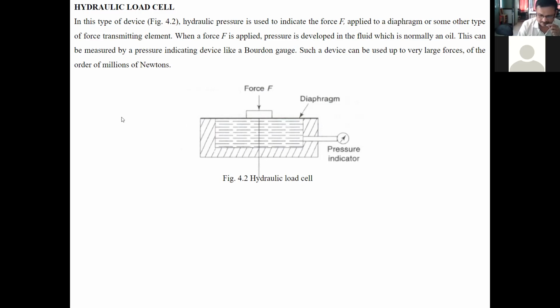When it is getting compressed, therefore pressure will increase, and that pressure is directly calibrated in terms of force F, and we get that unknown force value F. Therefore, when a force F is applied, pressure is developed in the fluid, which is normally an oil. This can be measured by a pressure indicating device like a Bourdon gauge. Such a device can be used up to very large forces of the order of millions of newtons.